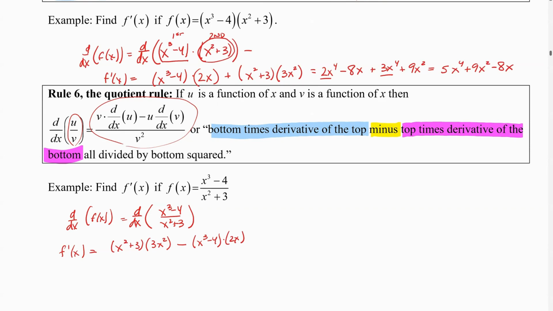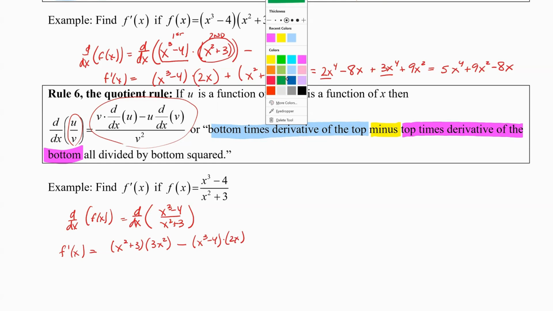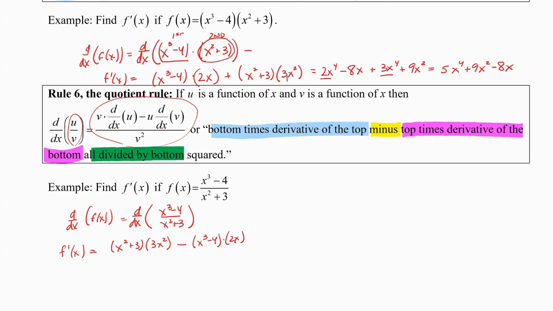And then changing color one more time. Let's go with how about a green? All divided by the bottom squared. All divided by the bottom, which was 2x squared plus 3. And we're going to square that. And there's our derivative. Now, you may feel like you don't like to leave it in that way.